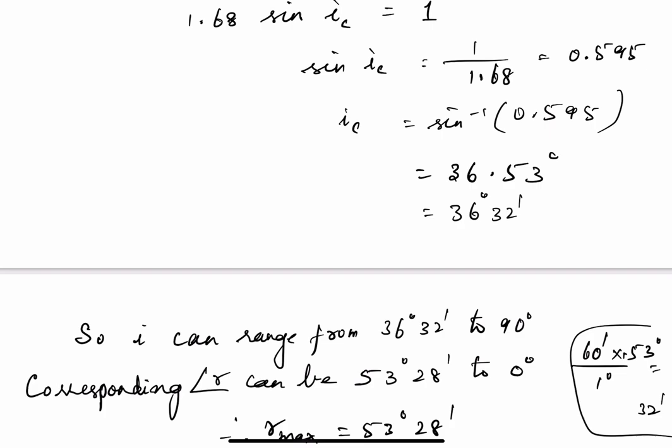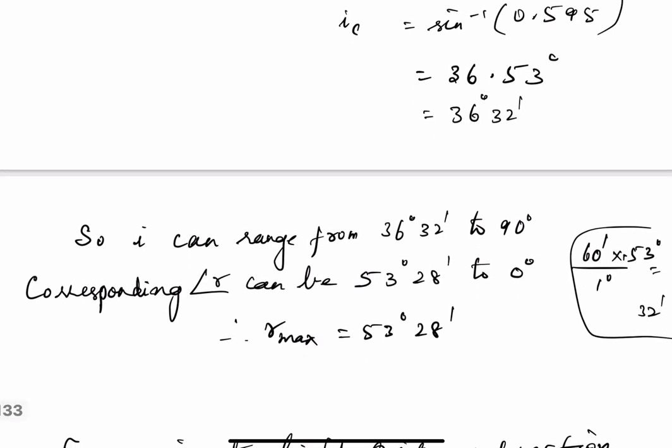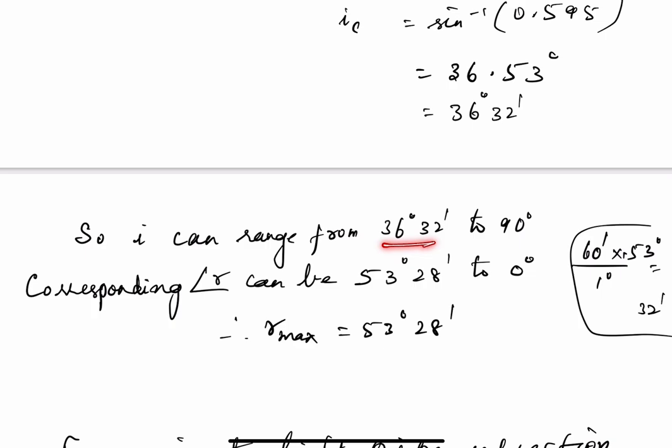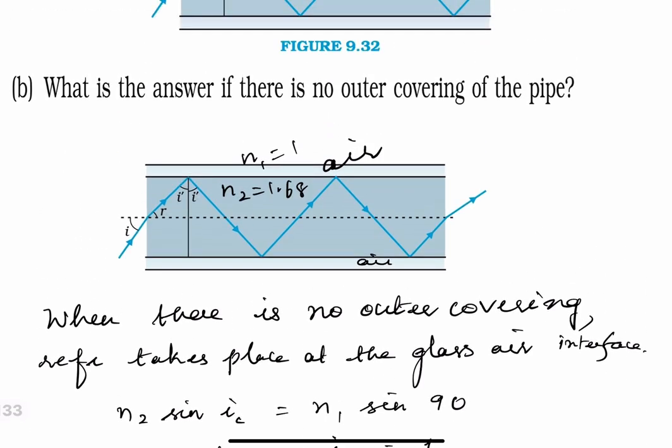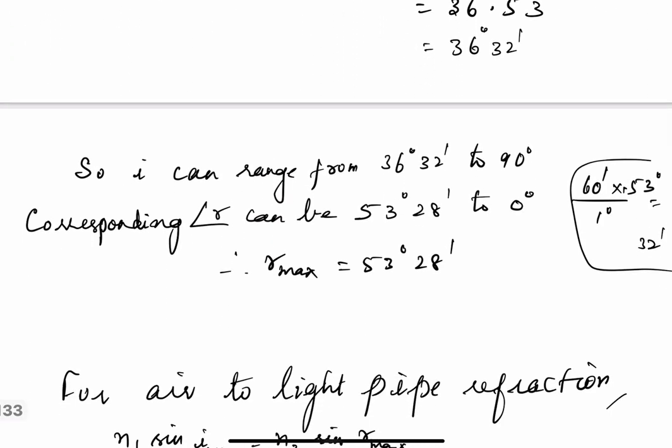So corresponding R will be from 90 minus this value is 53.28 to 0 degree, because we know when this is I, this is R. This is already 90, so this angle will be 90 minus this I. That's why when I is 36.32 degree 32 minutes to 90 degree, R will range from this value to 0. So maximum value of R is 53 degree and 28 minutes.